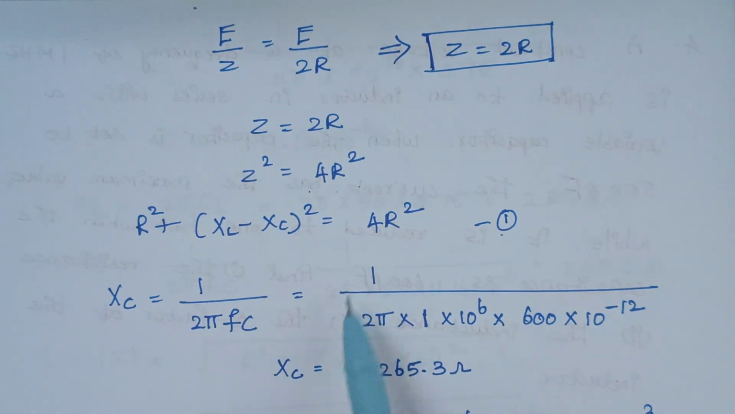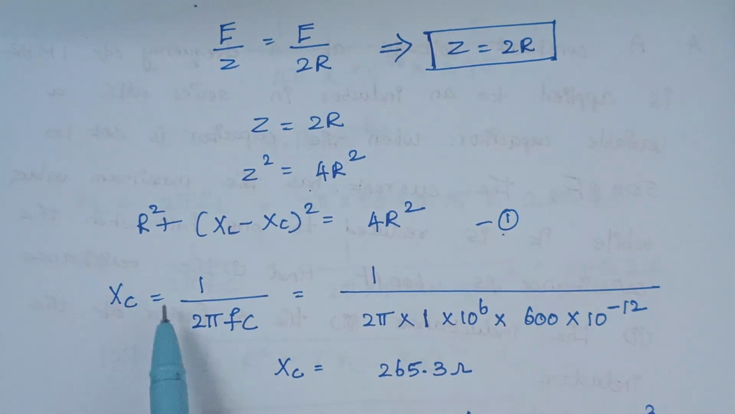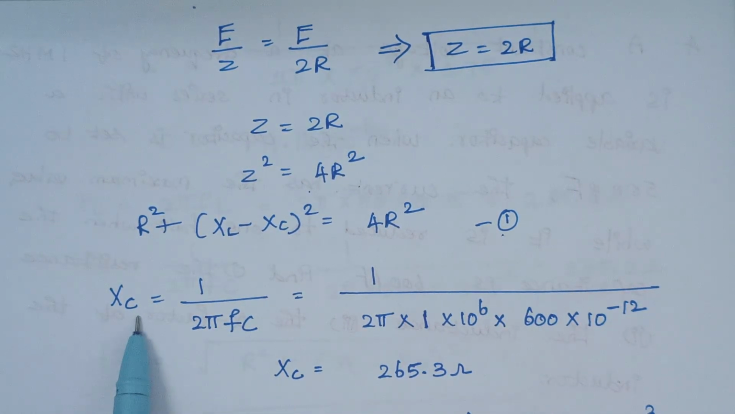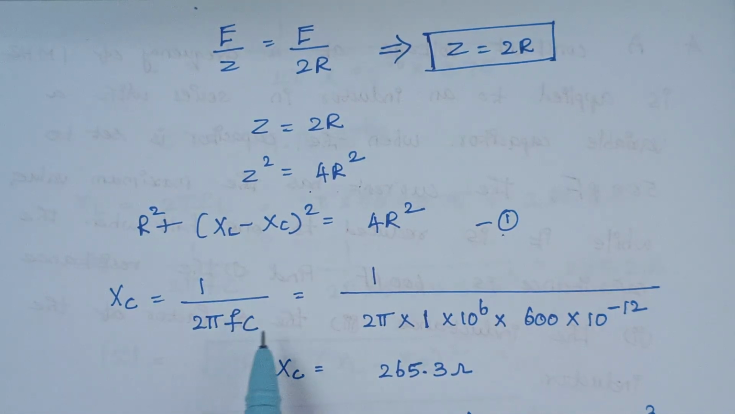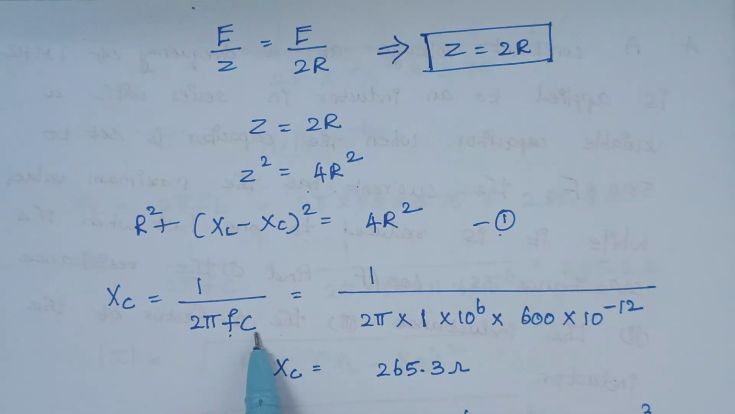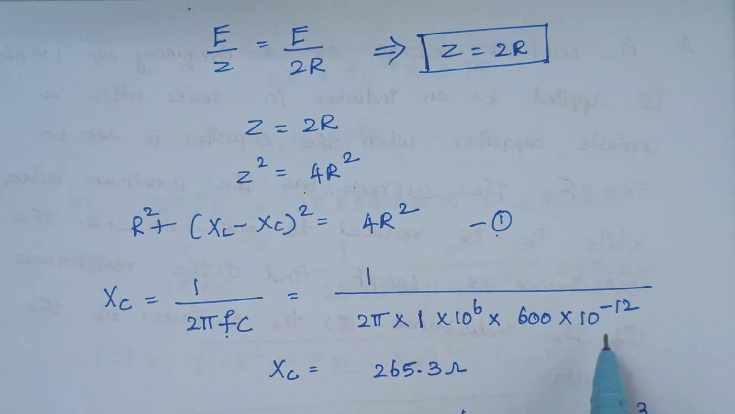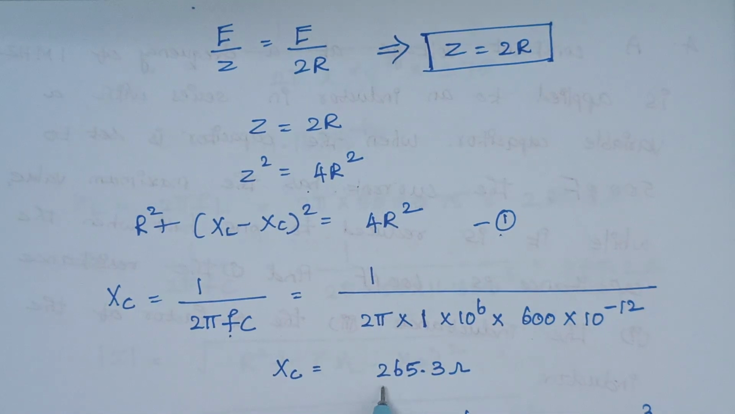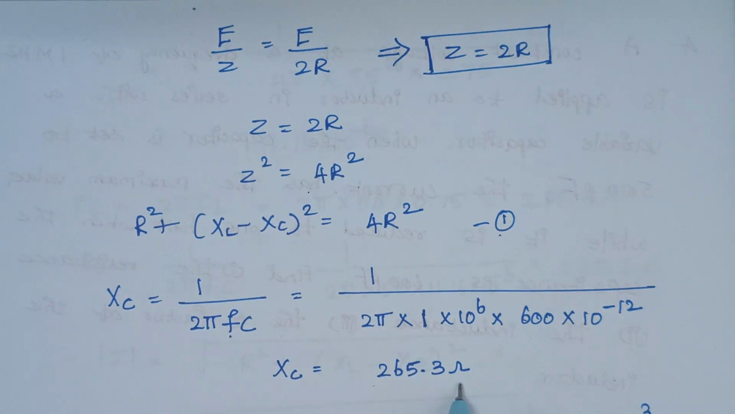Now, we are proceeding to the next thing, that is, we are calculating the value of XC as well as XL. So XC is given by 1 by 2 pi FC. The value of frequency is fixed, because the circuit is provided with a constant voltage source. So the frequency is 1 into 10 to the power 6. And now the value of capacitance is 600 picofarad. Therefore, the value of XC is 265.3 ohms.